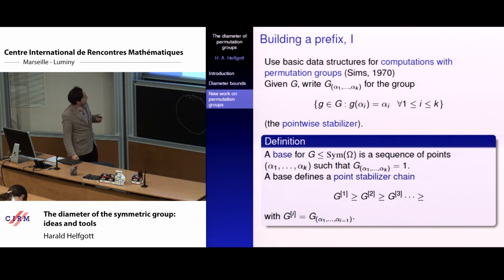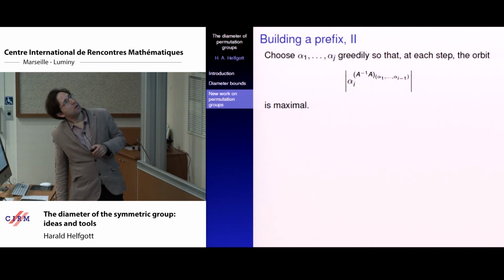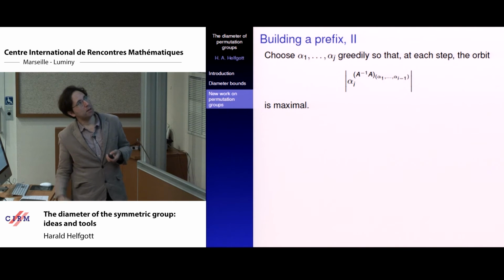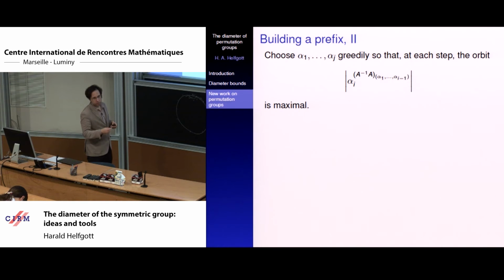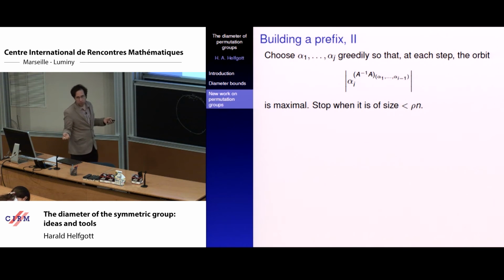Very well, that's what's called a chain of stabilizers, and you say you have a base when you have a set of points such that their pointwise stabilizer is trivial. All right, so let's choose our alpha 1 up to alpha j greedily so that the orbit is maximal at every step. So you have stabilized some things, but you might still have long orbits, so you pick a point with a long orbit and you stabilize that. And you stop when there are no long orbits left.